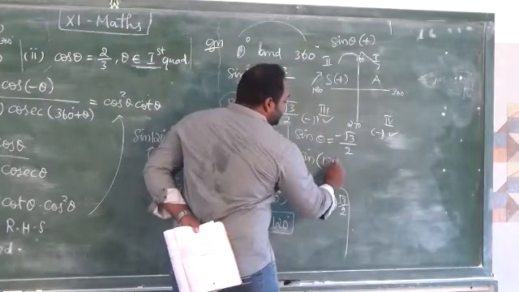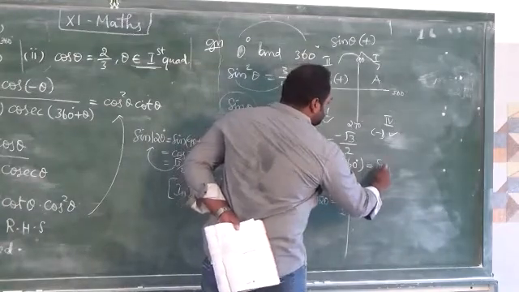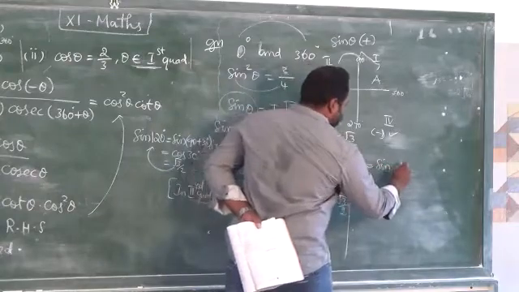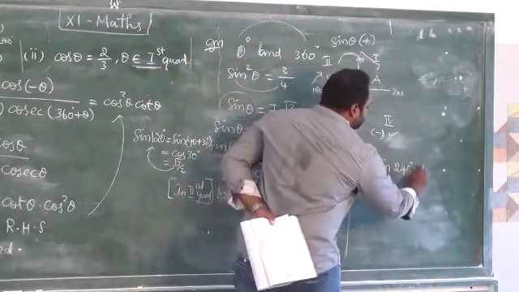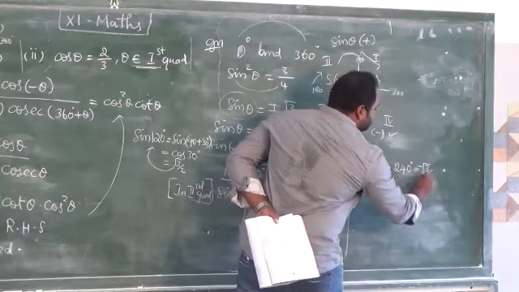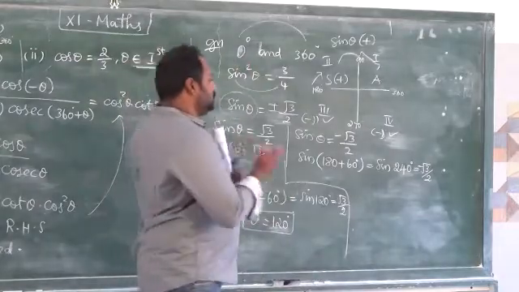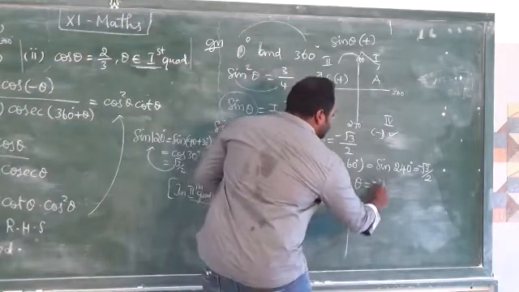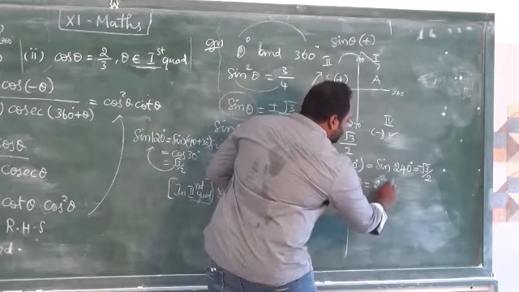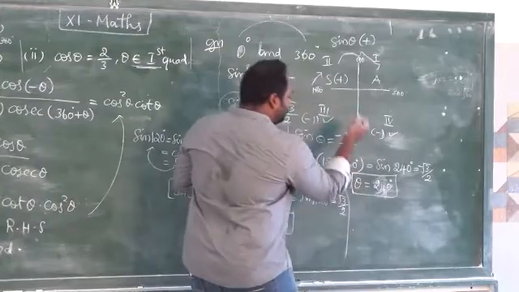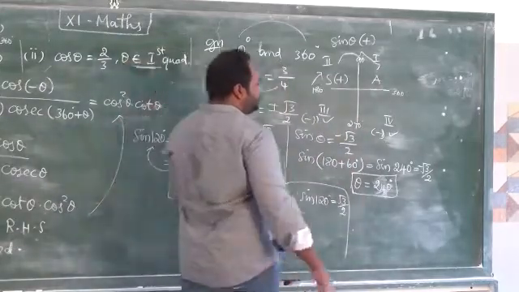So 180 plus 60 degree equals sine 240 degree. The sine 240 degree value is minus root 3 by 2. So here theta value is 240 degree in the third quadrant. So it also satisfies this condition, 240 is in between 0 to 360.